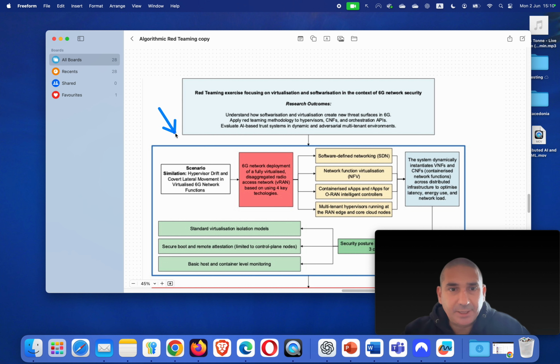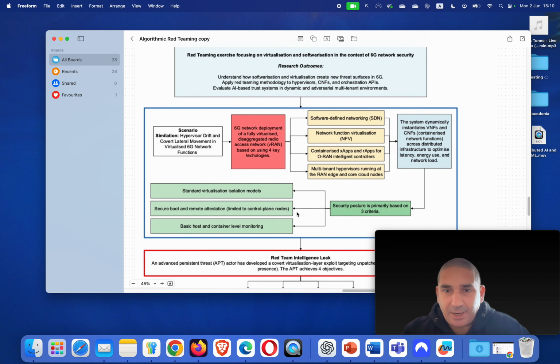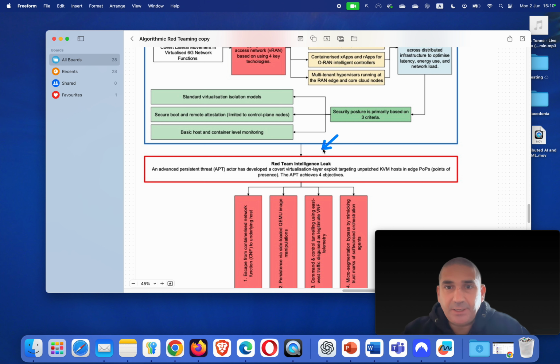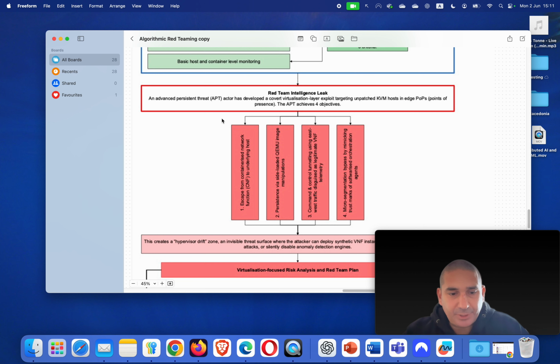So we're going to be looking at hypervisor drift and how to convert lateral movement to virtualized 6G network functions. And this is the scenario that we are building. Then we're going to have a red teaming intelligence leak. So we have an advanced persistent threat actor that has developed a covert virtualization layer exploiting targeted unpatched KVM hosts in edge POP, point of presence. The algorithmic red teaming exercise would achieve 4 objectives, and those are the 4 objectives here.